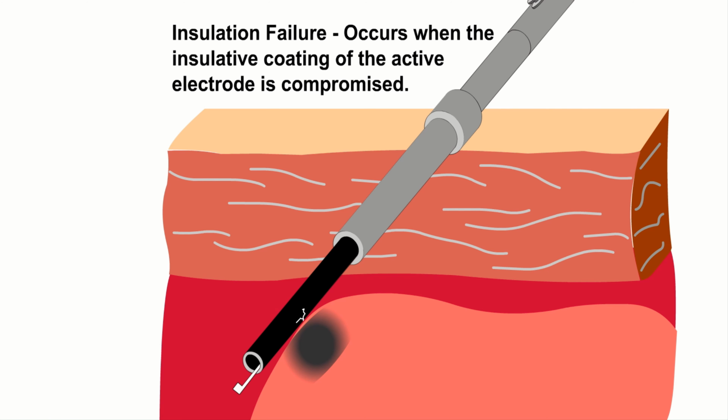Robotic instruments are more often affected than their laparoscopic counterparts. Repeated cleaning and sterilization, normal wear and tear, and the use of high voltage output are possible causes of insulation failure.